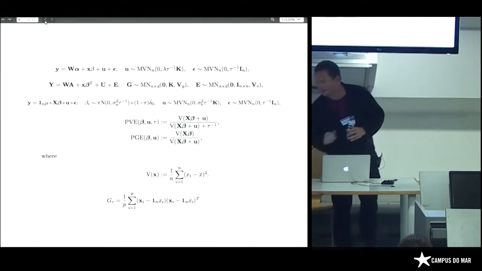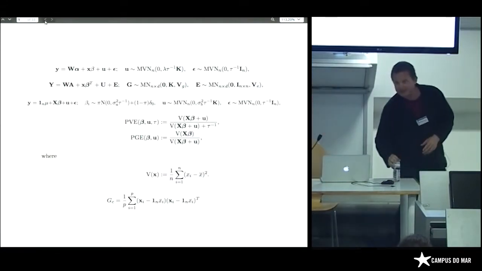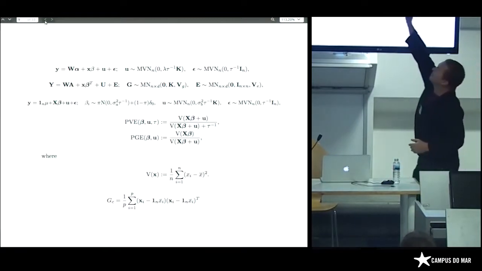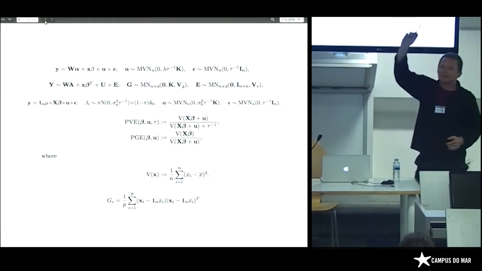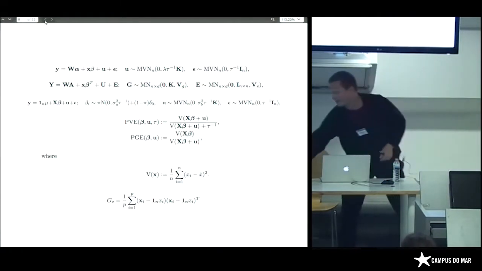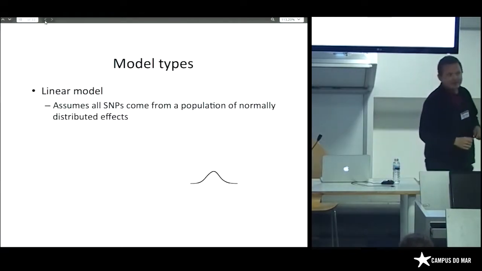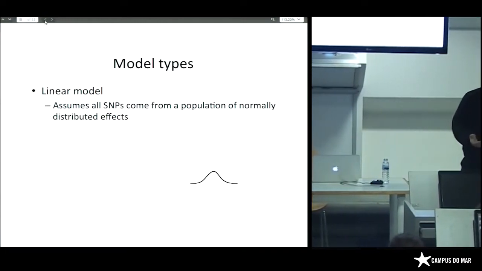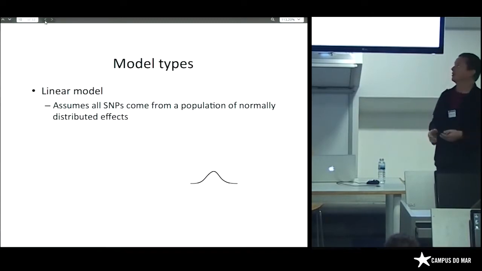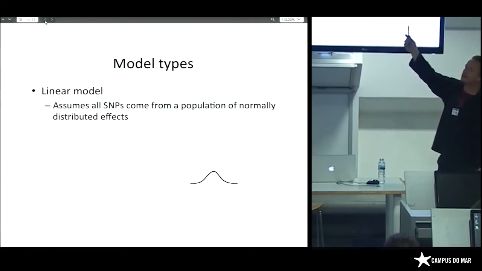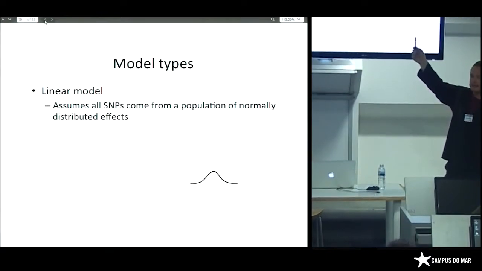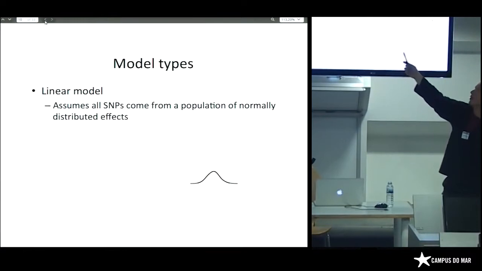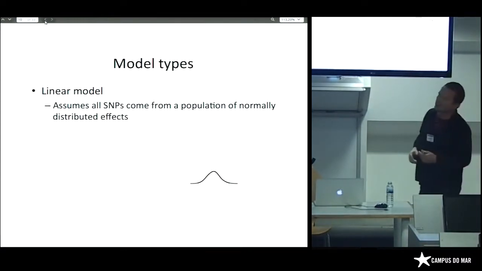So, some maths. The top equation is the linear model. Who can tell me what this second term is? Come on, I'm joking. The problem with the linear model is that it assumes all the SNPs come from the same population, and that population is normally distributed: some SNPs have really big effects, some have low effects, and the bulk have some kind of intermediate effect. And we know that that's not true.